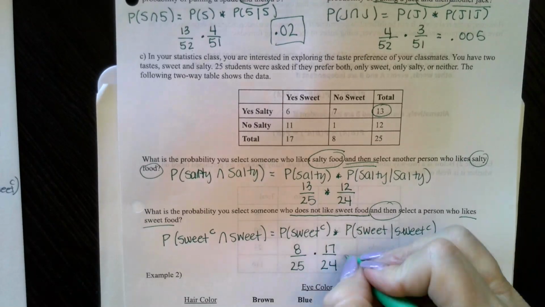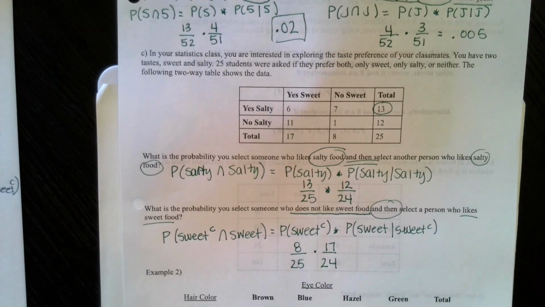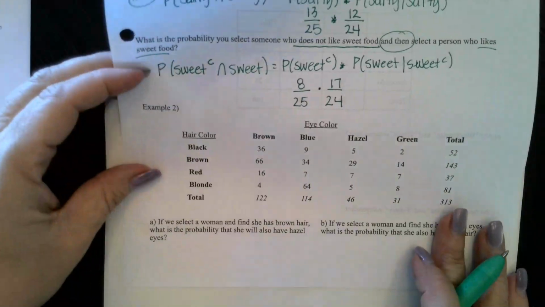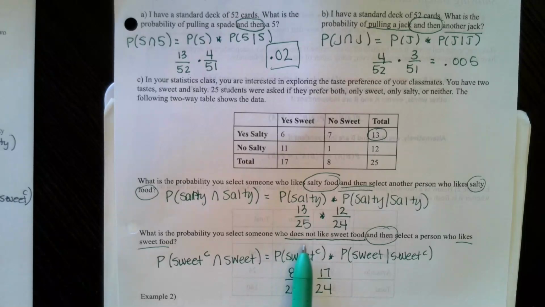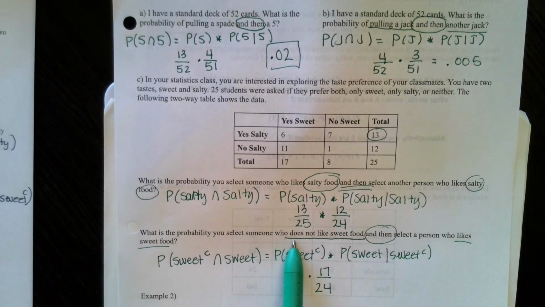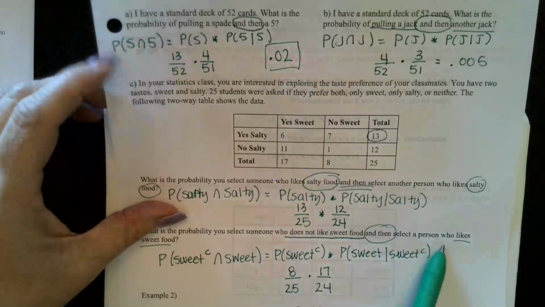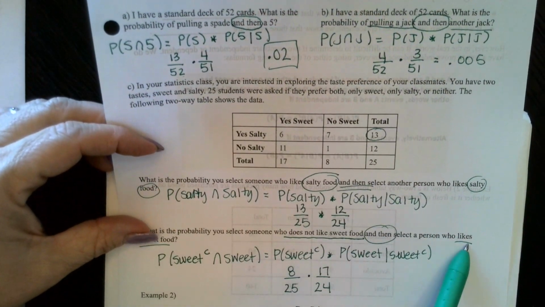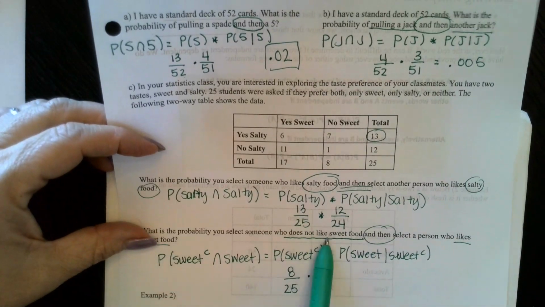Okay, so I don't know what that math is. We're not going to worry about it right now. Okay, all right. Now, these next two are very different. So let's talk about this. So if we look at one like this, what's the probability like you select someone who does not like sweet food and then select a person who does like sweet food? You're talking about two dependent events, two events here.